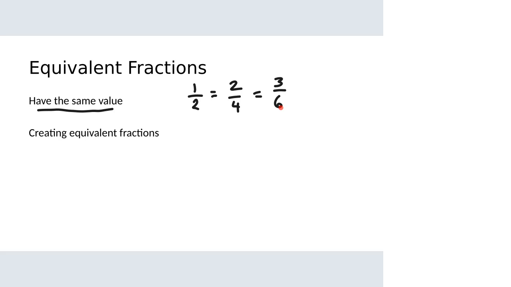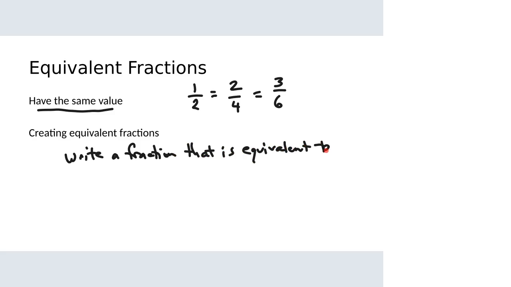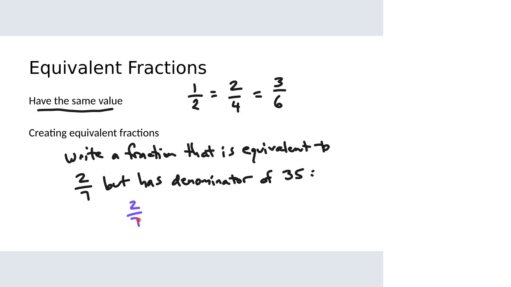If we wanted to write a fraction that is equivalent to 2/7, but has a denominator of 35. So we want to write a fraction that's equivalent to 2/7, but has a denominator of 35. So we want something that's equal to 2/7, but it has a denominator of 35.